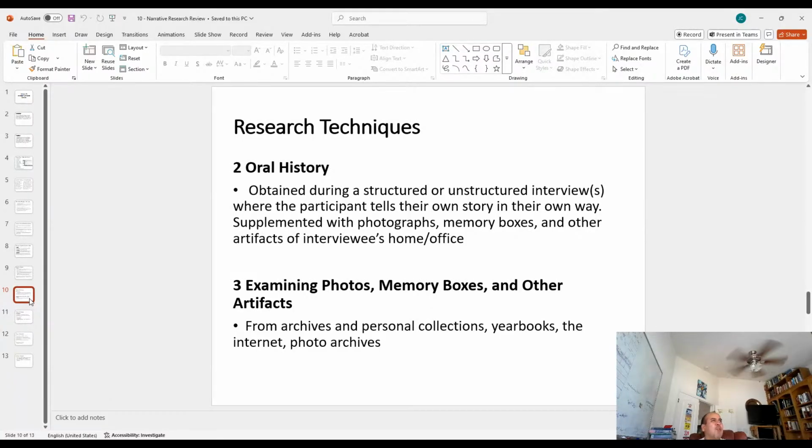Okay, the second technique is oral history. This is obtained during a structured or a semi-structured interview. Remember we talked about structured, unstructured, and semi-structured? This is really for structured and unstructured, where the participants tell their own story in their own way. They supplement it with photographs, memory boxes, yearbooks, etc. Another technique is examining photos, memory boxes, other artifacts, yearbooks, photo archives, photo albums, etc.